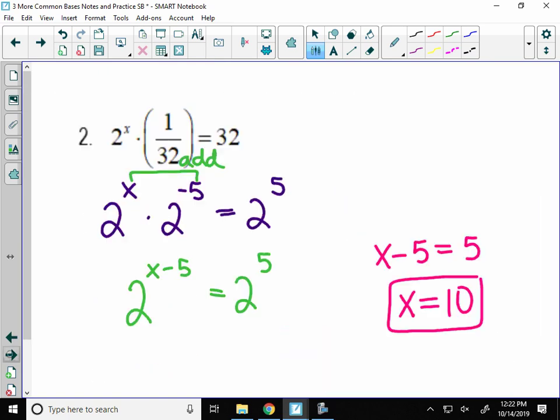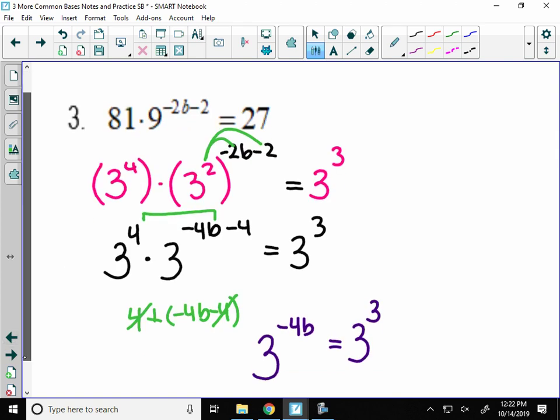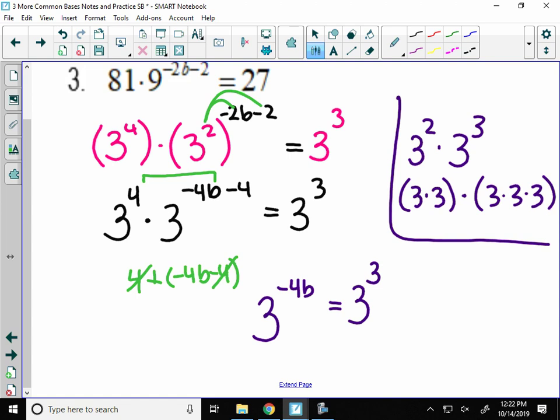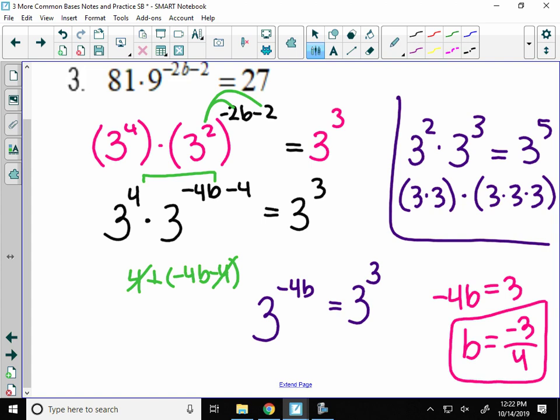So, like if I have, for example, say I have 3 squared times 3 to the 3rd. That's really taking 3 times 3 times 3 times 3 times 3. How many 3's is that? 3 to the 5th, and there's 5 3's here, right? That's not a coefficient. All right, now all I have to do is set my exponents equal to each other. Negative 4b equals 3, and what's b? Negative 3/4. Okay. We good on that one? Halfway. Almost there, folks.